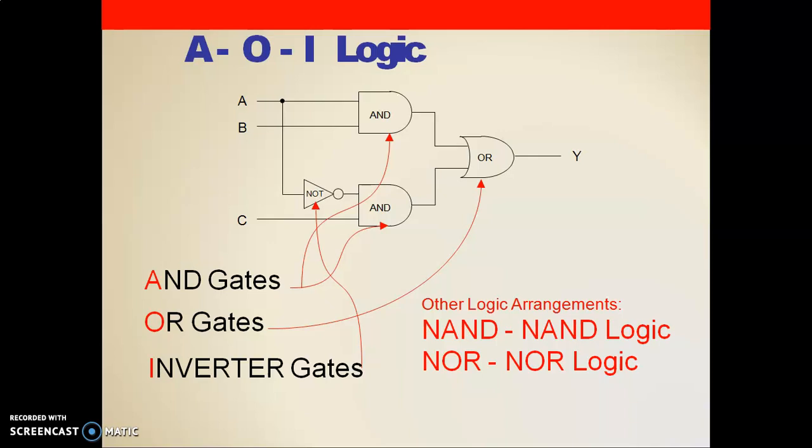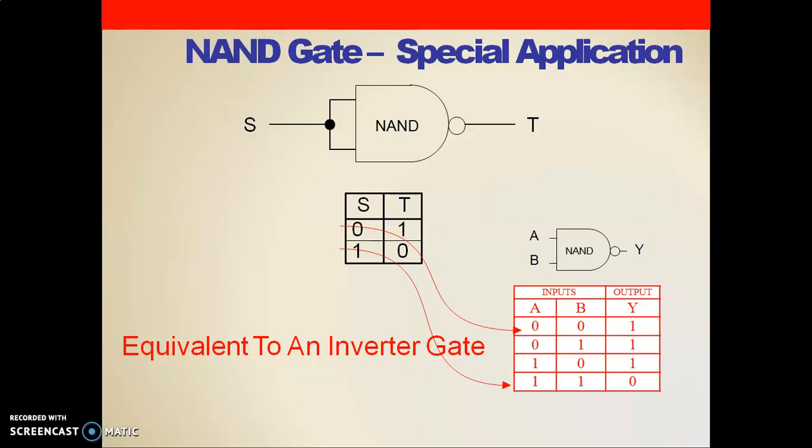Next is the AOI logic. That means AND gate, OR gate and inverter gate. This is nothing but the combination of different kinds of basic gates. Then the NAND gate. How can we implement the NAND gate? See, we can give a single input to NAND. NAND means what? It is simply the AND's inverter. This bubble shows the inverter. This is nothing but the truth table.